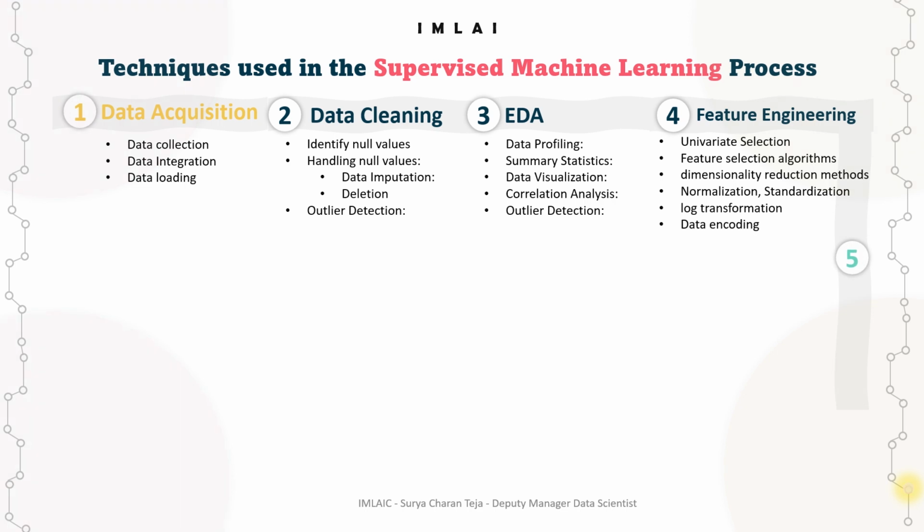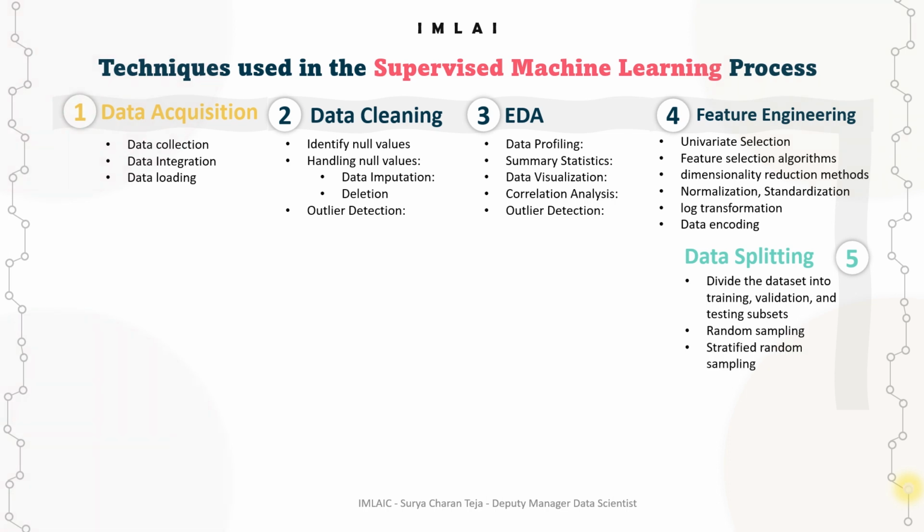Then we will be moving on to step 5, which is data splitting. Split the data into training, validation, and test sets. Here we will divide the data set into various components, and we'll be understanding random sampling, simple random sampling, stratified random sampling. Where do we need to use simple random sampling? Where do I have to use stratified random sampling? What are the applications? What are the pros? What are the cons of using the respective sampling technique?